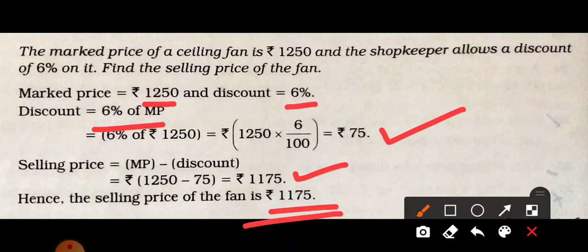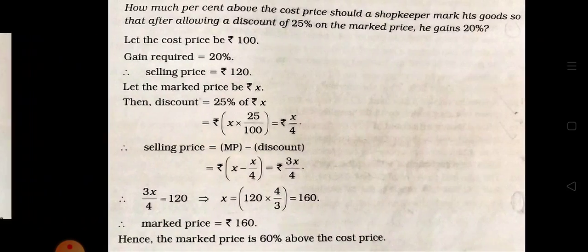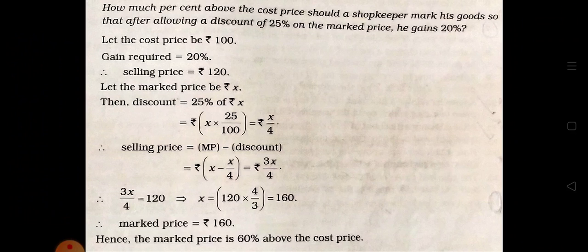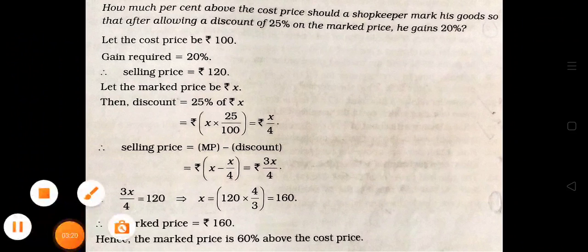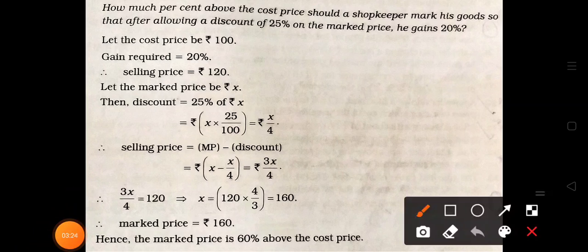Now let us discuss the next question. Our next question is: how much percent above the cost price should a shopkeeper mark his goods, so that after allowing a discount of 25% on the mark price, he gains 20%? It means that even after allowing a discount, the shopkeeper will gain 20%.